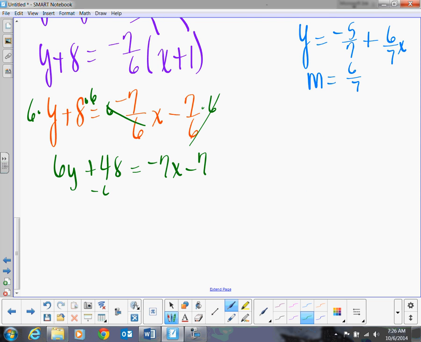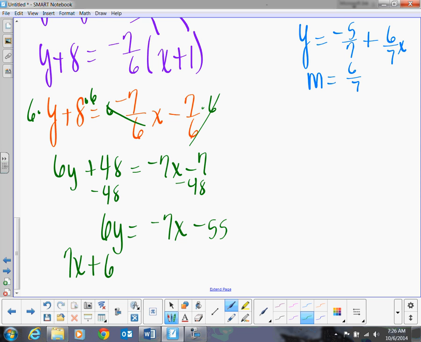Regardless of what form I want it in, I will subtract 48. So now I'm at 6y equals negative 7x minus 55. Now, if you want slope-intercept, you divide by 6. If you want standard, you move 7x over. And I think this one was standard, correct? So we're going to add 7x, so you get 7x plus 6y equals negative 55. Next question.